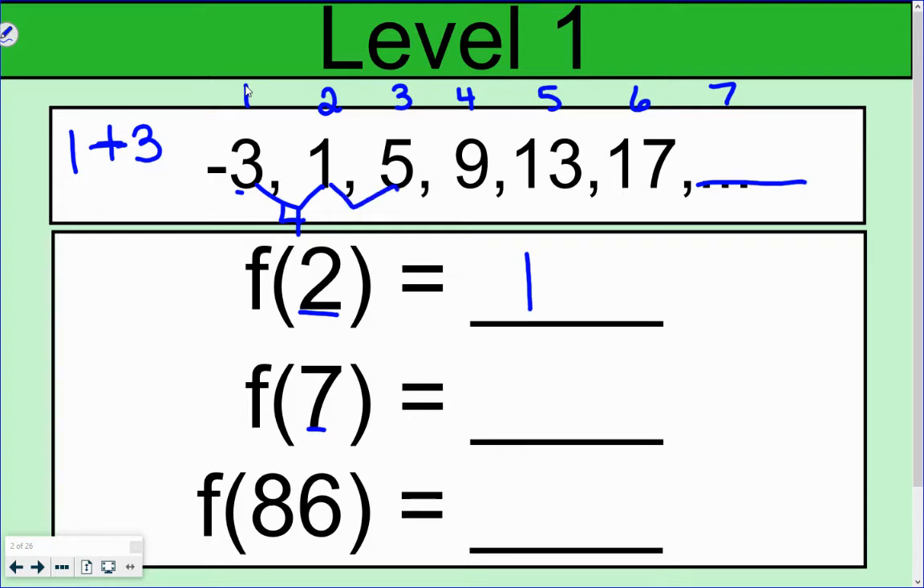If I check that here, because sometimes I'm not really sure if I got the right thing. Am I adding 4? Is 1 plus 4?